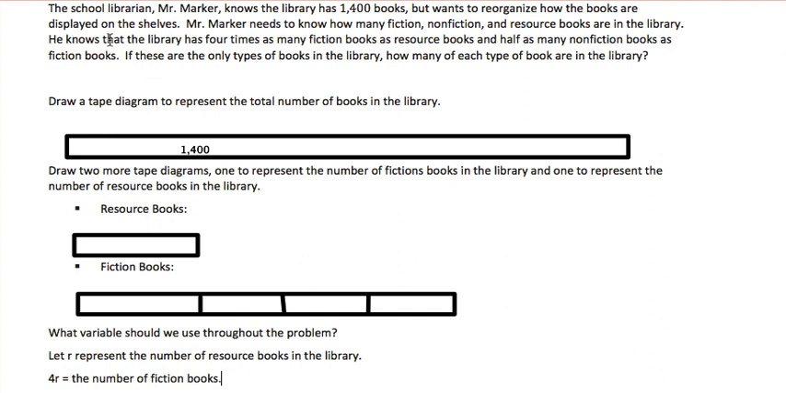Interestingly enough, when we go back into our problem, it says the library has 4 times as many fiction books as resource books. We have that. And half as many nonfiction books as fiction books. So if 4R equals the number of fiction books, then 1/2 times 4R would equal the number of nonfiction books.